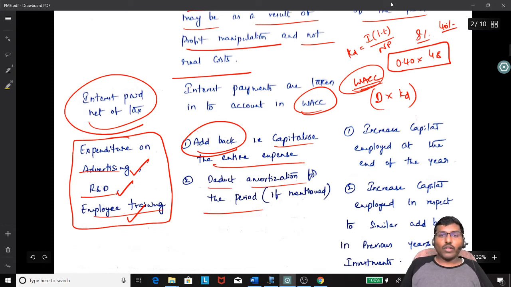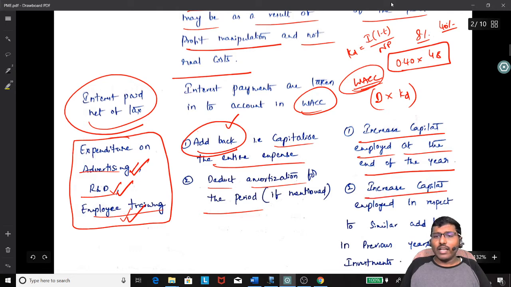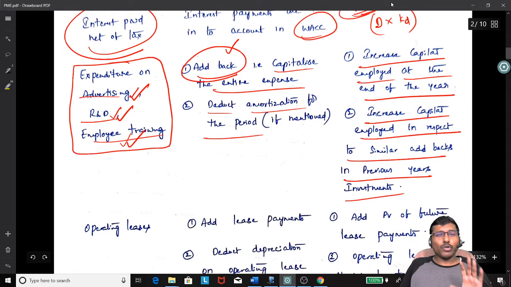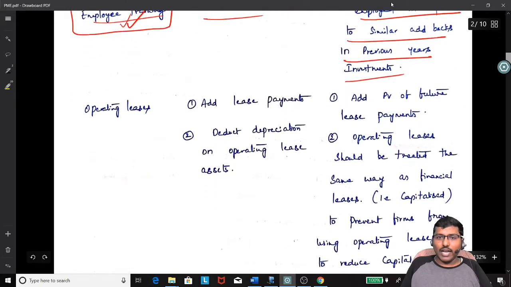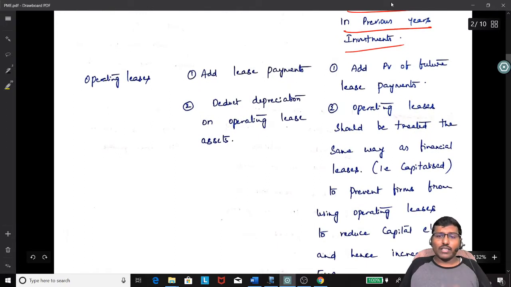If there is any amortization on their part, which means if suppose 50 lakhs of advertisement expense, you're going to amortize for the next 5 years, like 10 lakhs each year, then that 10 lakhs you can reduce if it is mentioned in the question. Whereas the whole expense, don't reduce it, because whether it is advertising or R&D or employee training, the benefits you are going to get will be more than a year. Therefore in the single year you should not be reducing. Therefore you have to add it back. When it comes to capital, increase capital employed at the end of the year to the extent of this expenditure, and increase capital employed in respect of similar add backs of the previous years' investments as well. So to put it very simply, just add it back. Don't worry, I'll give you a summary also. That should make things quite a bit simpler.